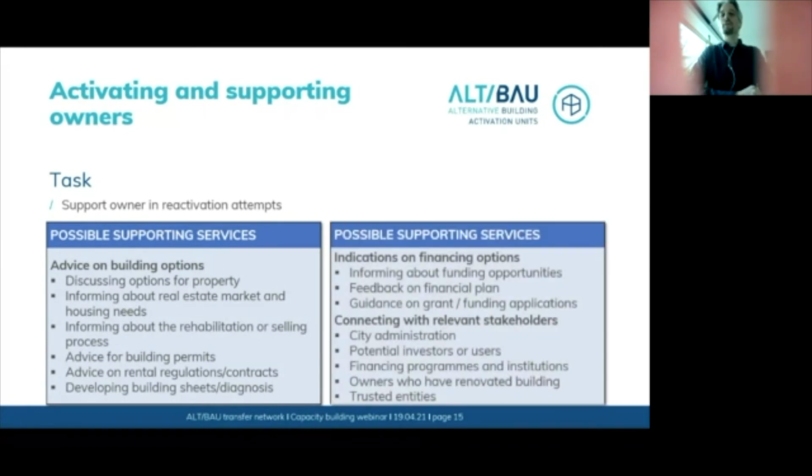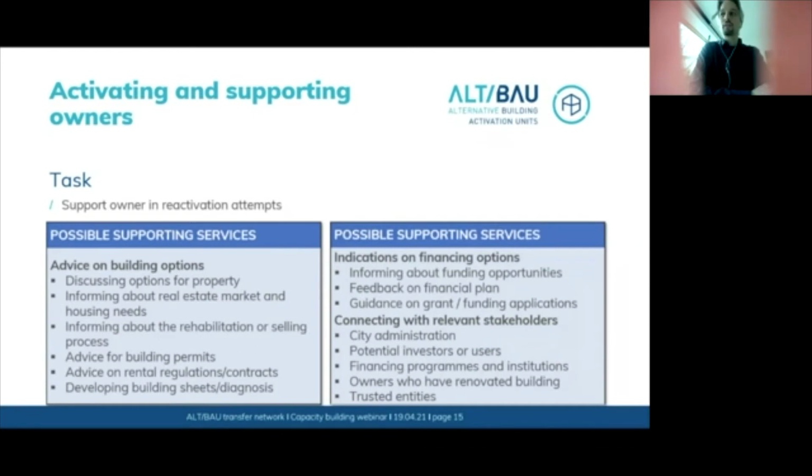Another supporting service which you can provide is to indicate financing options. So if there are any funding opportunities, you can inform the owner about them. Or if he maybe already has a first financial plan, you can give feedback on this plan. If there are any grant or funding applications, you can also guide him through this process, if this is what you want and can provide as a service to the owners.